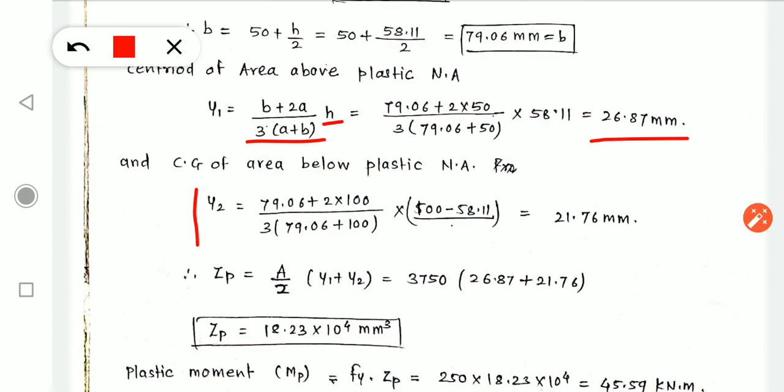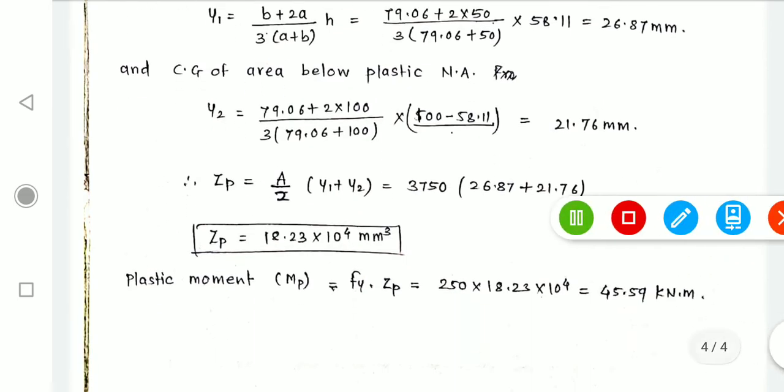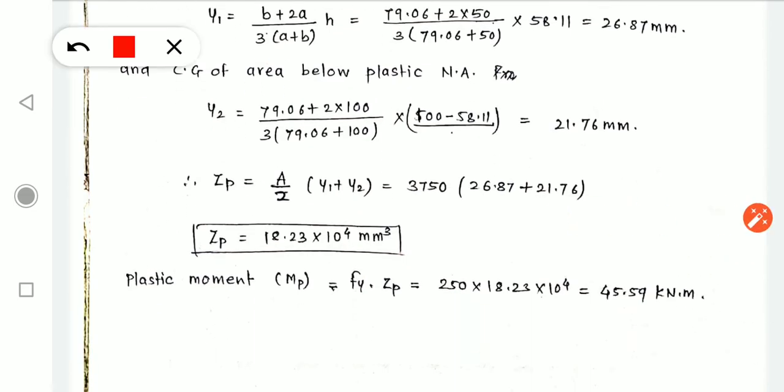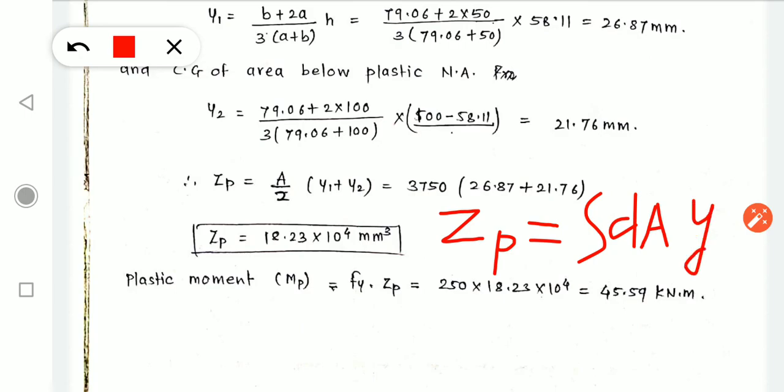Then I calculated y from the bottom side. Again I have used the same formula. You can check it in your notebook. Once I get y from top and bottom, we can get the value of ZP. For a plastic section, ZP is the summation of dA into y. So we have the area calculation and the y calculation from top as well as bottom. We have everything with us.